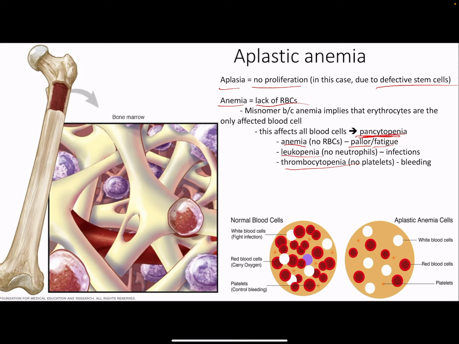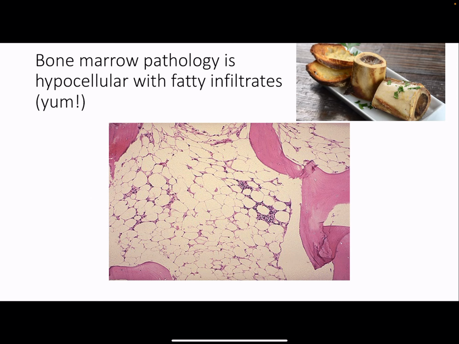And leukopenia, no neutrophils, means you're going to be more prone to infections. And then no platelets means you're going to have more bleeding. Your clotting is not going to work as effectively. And this is just a picture of normal. We have all of these fun platelets and white blood cells and red blood cells. And here's a little bit less of everything.